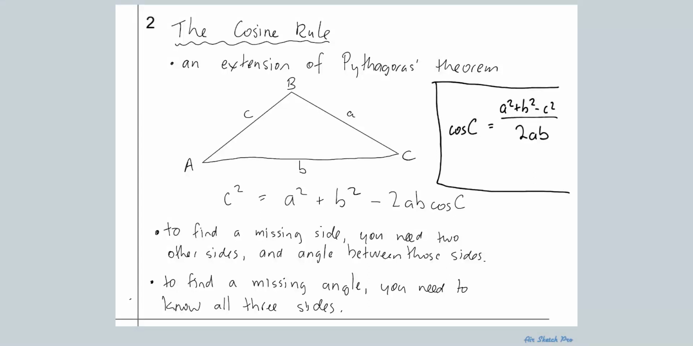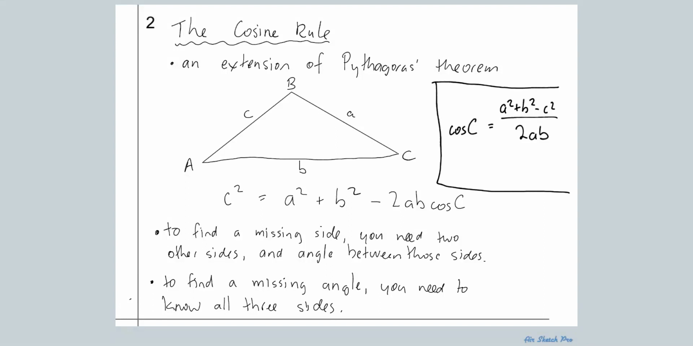The important thing is, I arbitrarily named these corners A, B, and C. I could have made that A and that B and that C, or that A and that B and that C, and so on. I arbitrarily named the corners, and therefore the opposite sides would have been labelled accordingly. So even though I've got c squared equals a squared plus b squared minus 2ab cos C, I could easily have said a squared equals b squared plus c squared minus 2bc cos A.